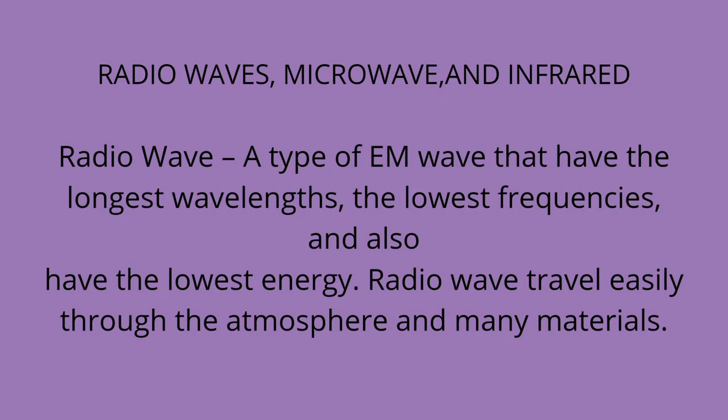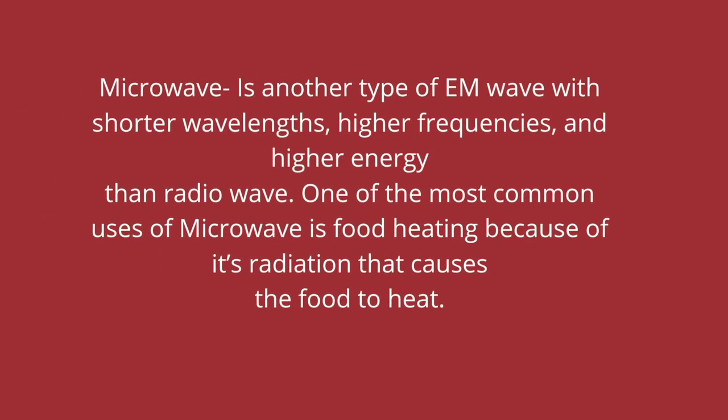Radio wave, a type of EM wave, has the longest wavelengths, the lowest frequencies, and also the lowest energy. Radio waves travel easily through the atmosphere and many materials. Microwave is another type of EM wave with shorter wavelengths, higher frequencies, and higher energy than radio wave. One of the most common uses of microwave is food heating because of its radiation that causes the food to heat.